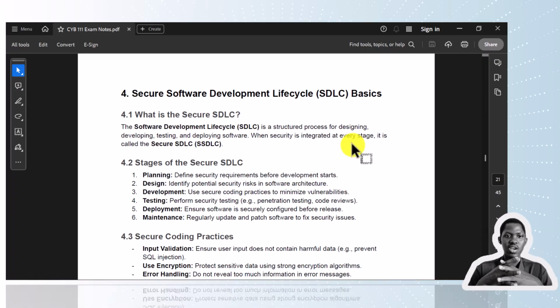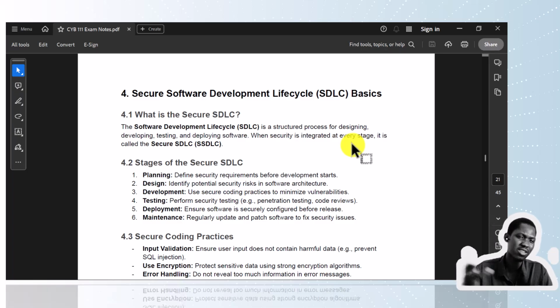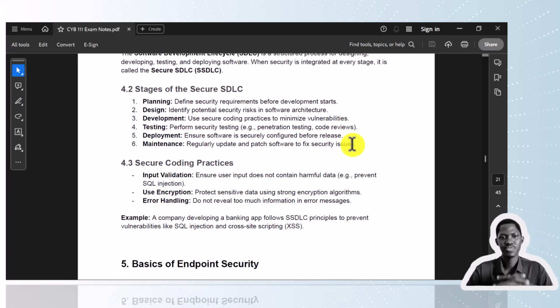Now, secure coding practices. In development, you use secure coding practices to minimize vulnerabilities. So what are these secure coding practices? An example is input validation. Ensure that everything the user gives you, you validate and check well. Make sure that it does not contain harmful data, because users will give you anything. It's user input, so you can never trust the user, no matter who the user is.